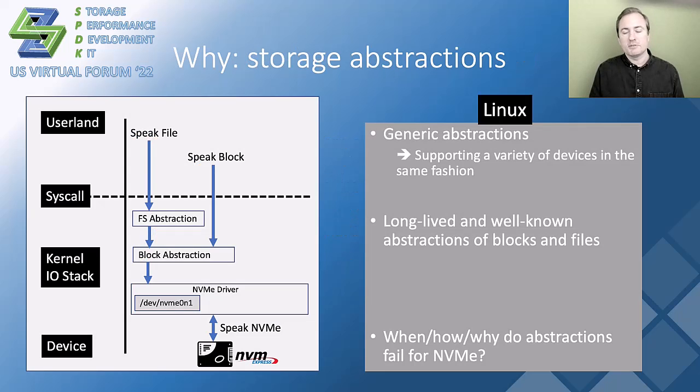So in terms of storage abstractions, in Linux they're generic because that's the responsibility of a kernel to encapsulate the variety of devices. And in terms of storage, those abstractions have been the concepts of files and blocks. And they've been around for a very long time, being able to encapsulate the different kinds of storage devices in terms of files and file systems and building those on top of block devices. So why does that fail when it comes to NVMe?